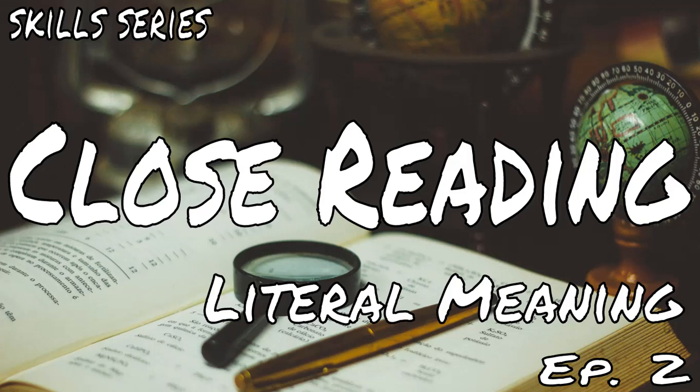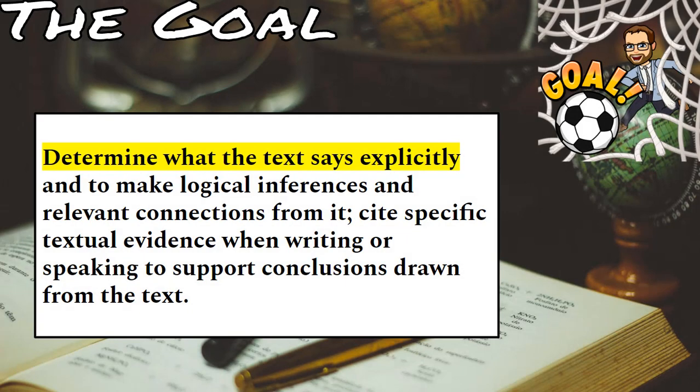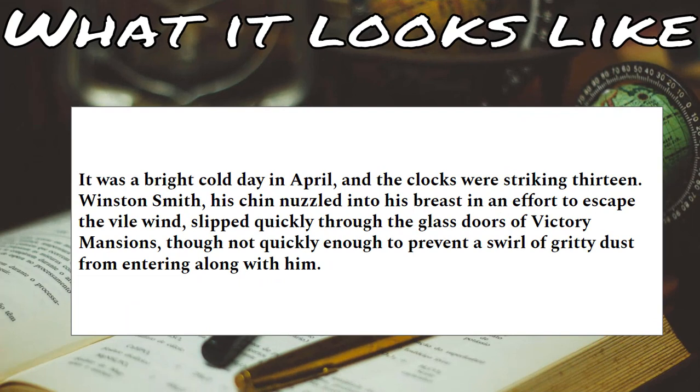This is our close reading series, and we're going through what the literal meaning of a text is and how we can pull out and determine the explicit information. If you refer back to our goal of this entire unit, part of what we're dealing with is determining what the text says explicitly, and that's what we're going over today. In other words, it's the factual, objective information of what's given to us. It's not the interpretation, it's not our opinion or beliefs, it is what the author is clearly trying to tell us. So this is what it would look like for a fictional passage.